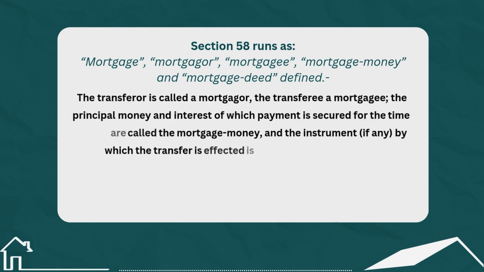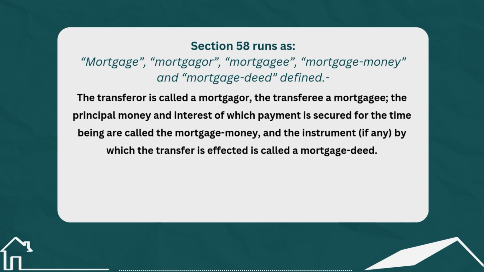The transferor is called a mortgager, the transferee is called a mortgagee, the principal money and interest of which payment is secured for the time being are called the mortgage money, and the instrument, if any, by which the transfer is effected is called a mortgage deed.